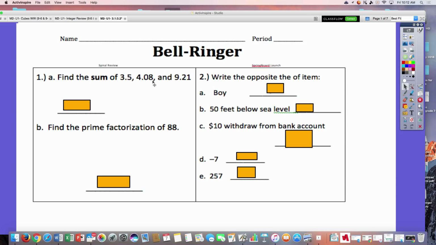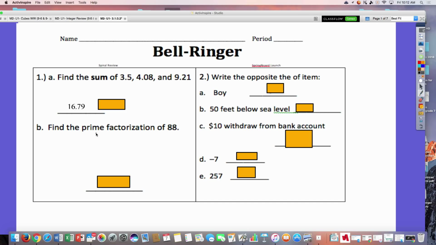Find the sum of those three numbers, 3.54, 0.08, and 9.21. Remember to line up the decimals. Line up the decimals, drop it like it's hot. I bet you got 16.79. That's what I got.